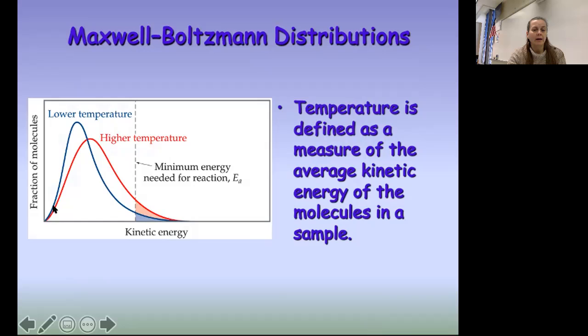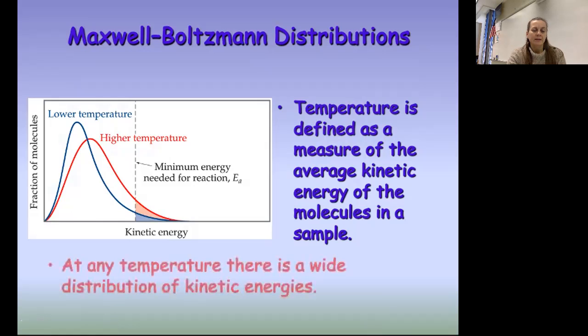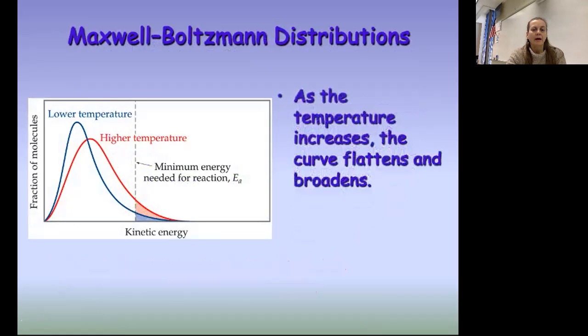And we remember that temperature is just a measurement of the average kinetic energy of the molecules in a sample. That doesn't mean that at a particular temperature, all the molecules are moving at the same speed. We know that there's a wide distribution of kinetic energies, but that the average is the temperature. As temperature increases, as this average moves farther over, our curve is going to flatten out and broaden out. So at a lower temperature, we have a narrower distribution. At a higher temperature, we have a broader distribution.